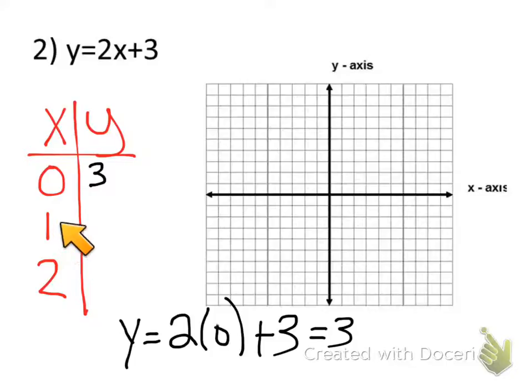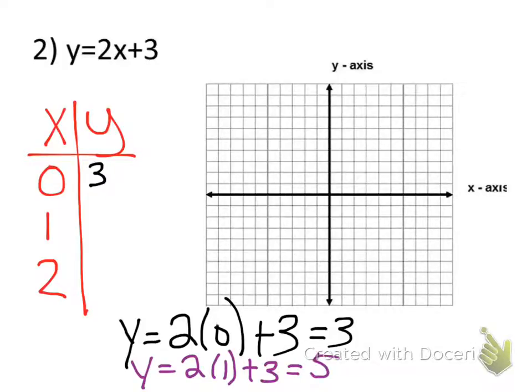Okay, now I'm going to do the same thing, but I'm going to put a 1 right here. What's 2 times 1? 2. Plus 3? 5. So when I plug a 1 in, I get a 5 out.